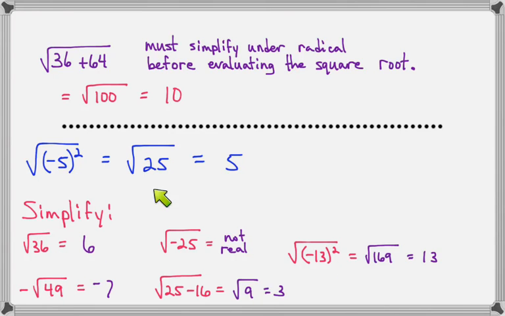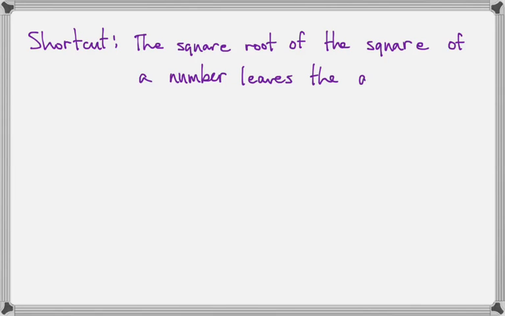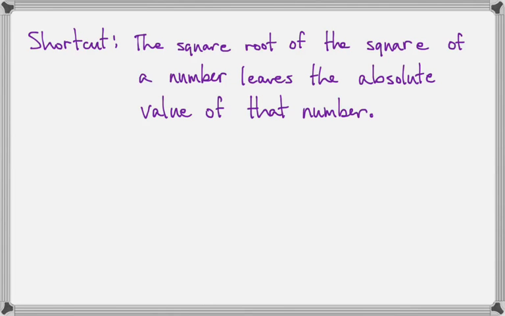So you may have noticed, look at this one and this one, that when we come out to the end, it's really just the same number we started with, but it's been turned positive. It's the same base, but it's positive. And that's because a square and a square root cancel each other out. So the shortcut is that the square root of a square number leaves the absolute value of that number.